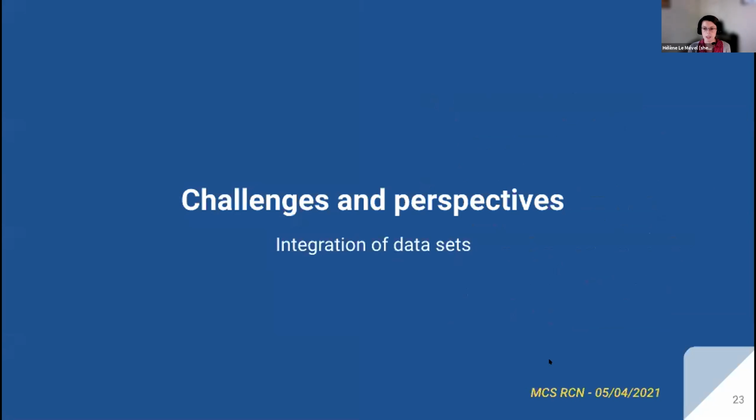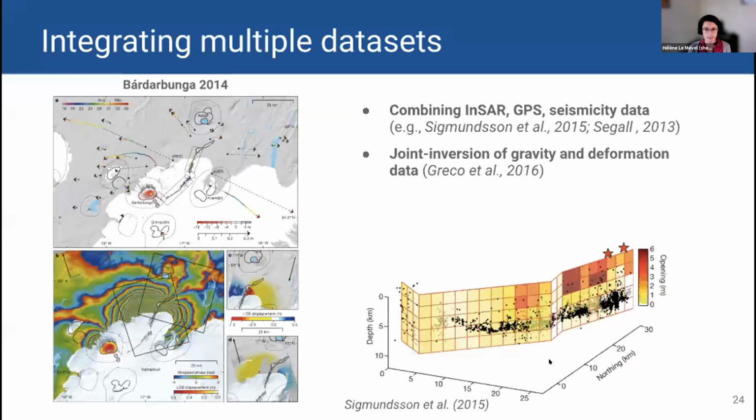To conclude, I'll talk a bit more about some of the challenges and perspectives for future modeling studies. One of the main challenges is to integrate different data sets. Many deformation modeling studies already integrate data from different sources. For example, we can take advantage of the spatial resolution of InSAR and the higher temporal resolution we get from GPS data.